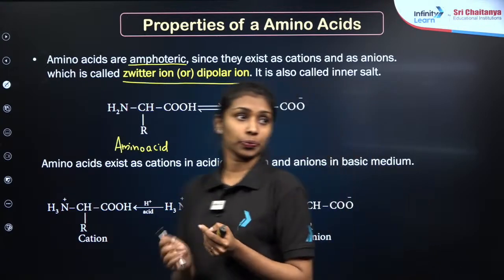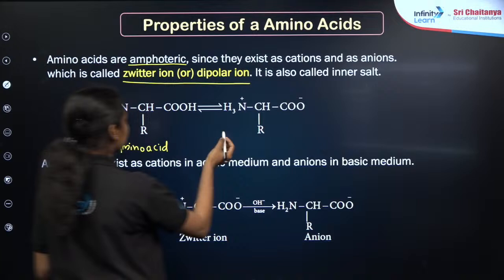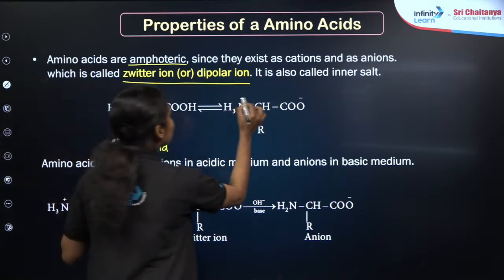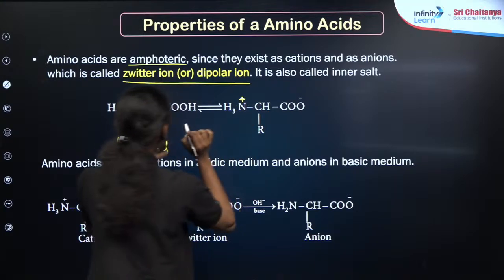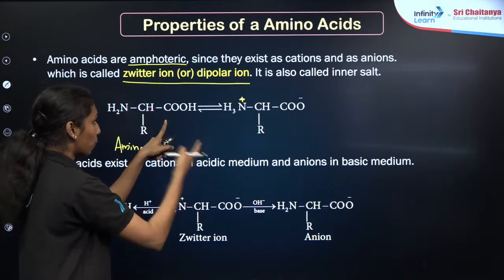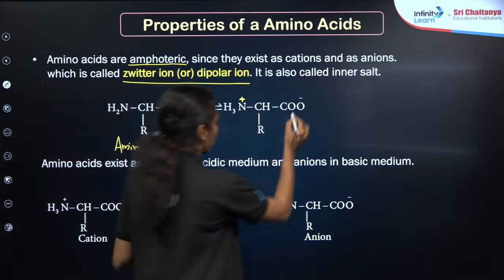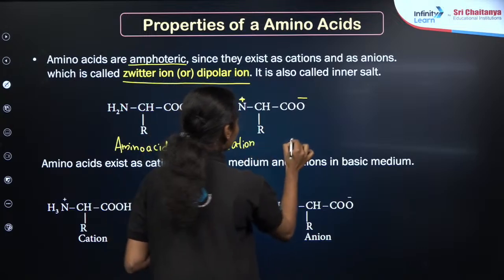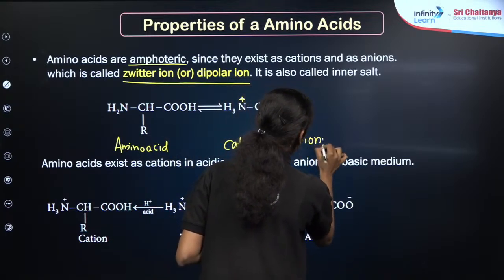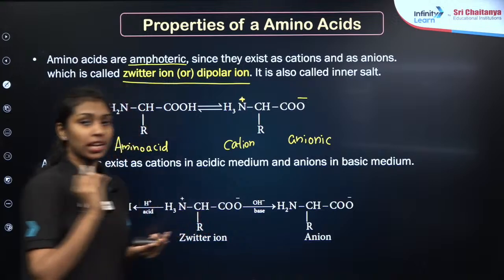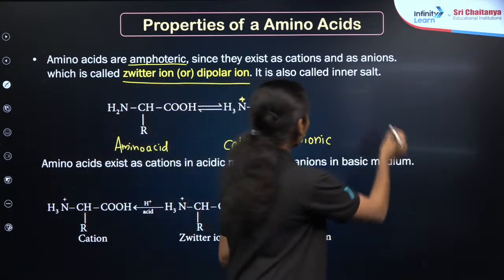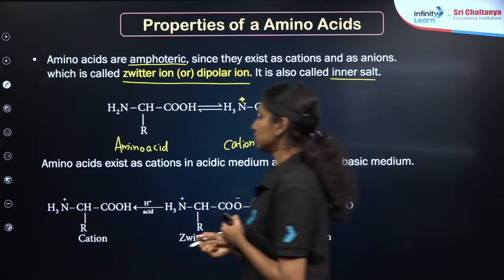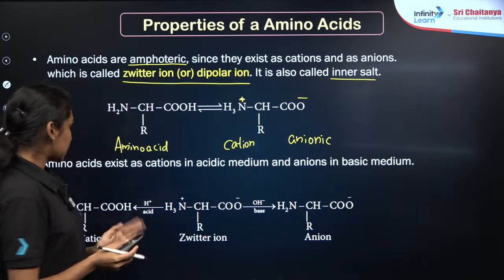You can see over here, this is our NH2 group. This NH2 group can accept an H plus ion to form NH3 plus here. Similarly, this COOH group can release an H plus ion to form a COO minus group. So at the same time, it has a cationic part and an anionic part. This particular ion is known as a zwitterion, and this property is the zwitterion property. It is also known as an inner salt. So this is the complete explanation.